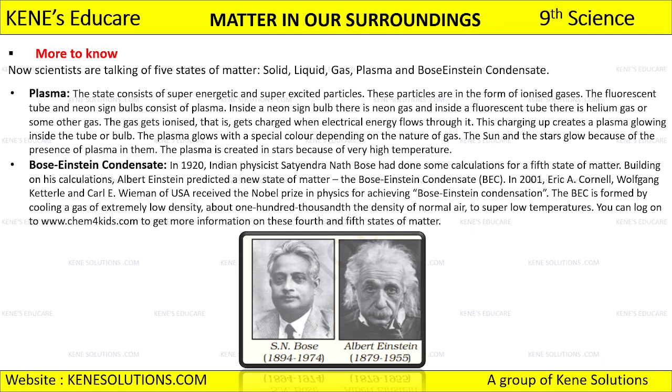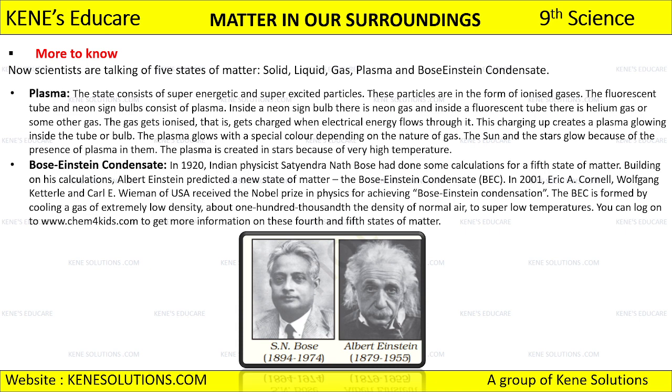So in 1920, Indian physicist Satyendranath Bose did some calculation for this fifth state of matter. Based on his calculation, Albert Einstein predicted a new state of matter, and because it's the combined work of Einstein and Bose, Satyendranath Bose, that is why it has been named Bose-Einstein condensate.